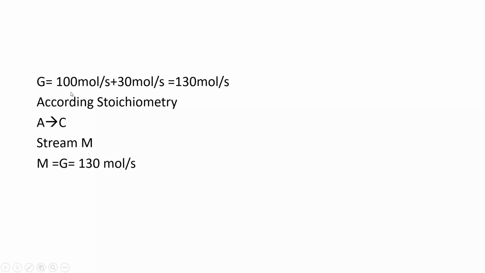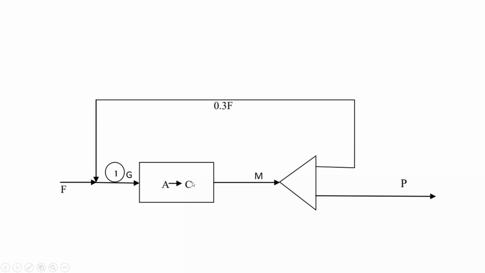130 mole per second. According to stoichiometry, it is given that A gives you C only. If A gives you C, I can say G gives you M, since there is no change of moles. 1 mole A gives you 1 mole C. If G is 130 mole per second, M should also be 130 mole per second. There is no problem with this.